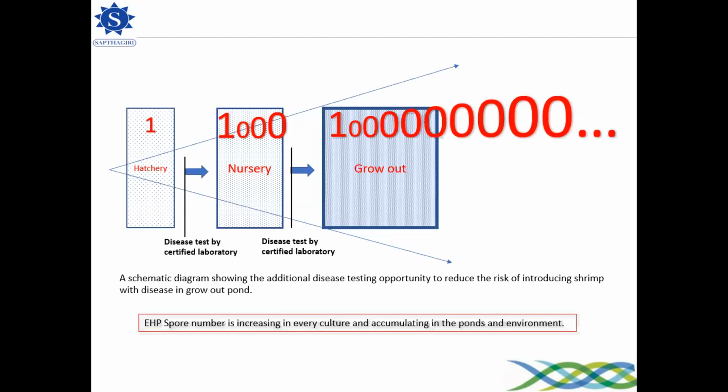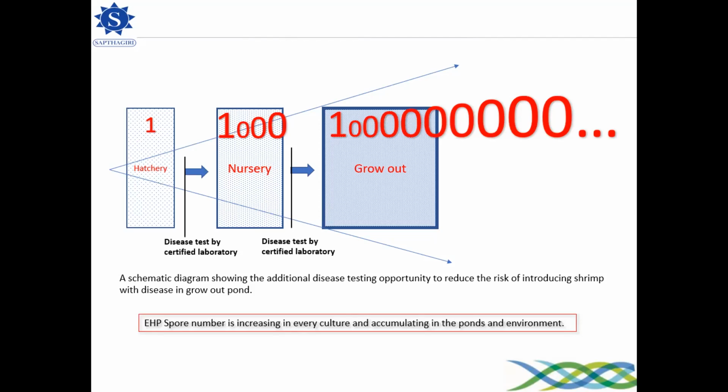So this is one of the schematic representations of disease progress from hatchery to grow out. In the hatchery, there is very little chance of getting EHP. When it comes to the nursery, the magnitude is increasing. When it is grow out, it becomes billions.